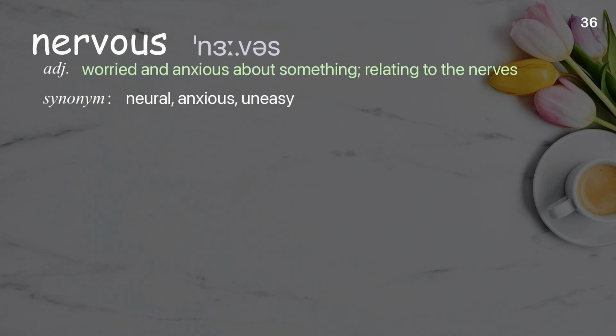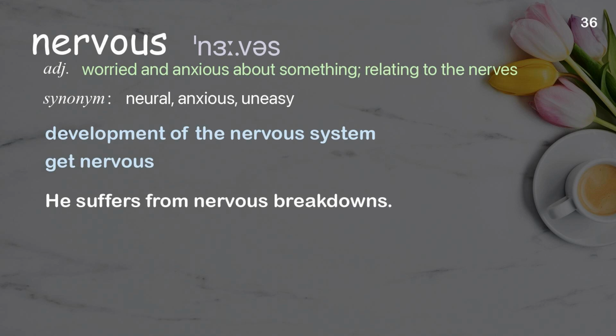Nervous. Worried and anxious about something relating to the nerves. Examples: Development of the nervous system. Get nervous. He suffers from nervous breakdowns.